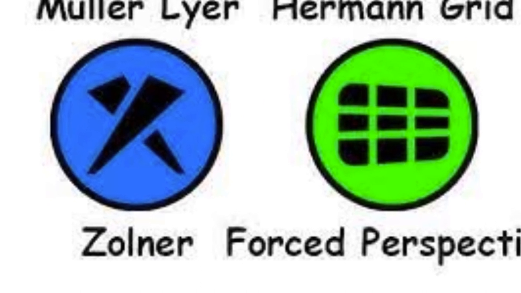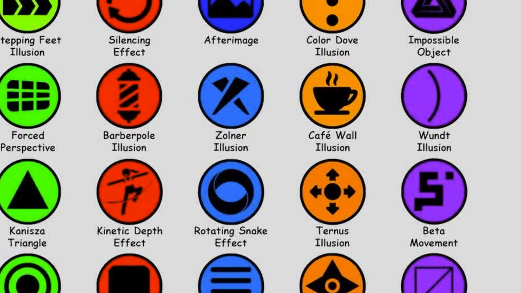Number 15. Zollner illusion. These lines might seem like they're not parallel, but watch what happens when we remove the shorter ones. It's a trick of the eye caused by the angle of the shorter lines, making the longer ones appear to converge.